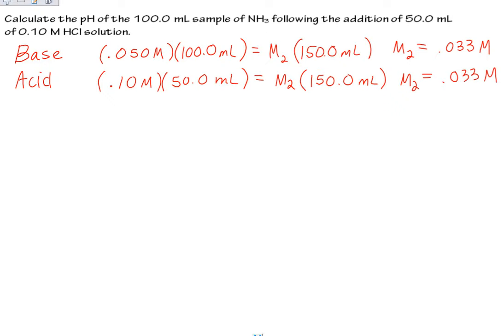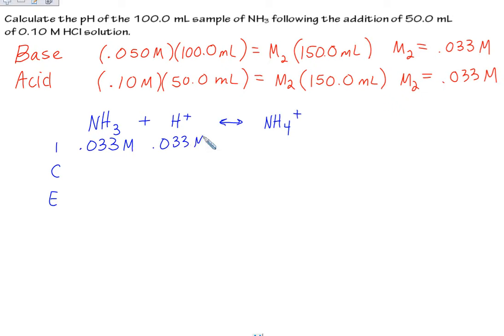We got to start out with this balanced equation. So again, it's the ammonia reacting with the hydrogen from the acid. Chlorine's a spectator, so we can leave them out. We're just going to form the NH4 ammonium plus 1 ion. We'll set up my ice table. These are starting out the same, 0.033, 0.033. Initially, no ammonium. So again, we react these as completely as possible.